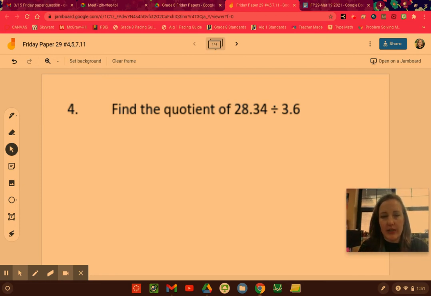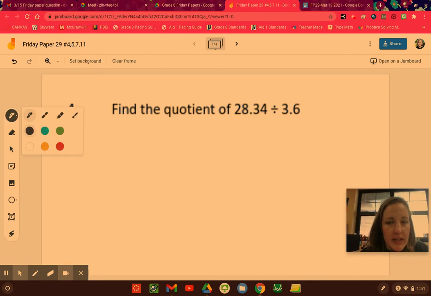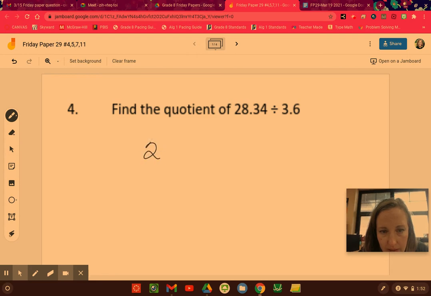So we're going to start with number 4, where we are finding the quotient of two decimals. We're going to go ahead and approach this problem using the standard algorithm. A lot of times I've used the box method. Same concept, just a different method.